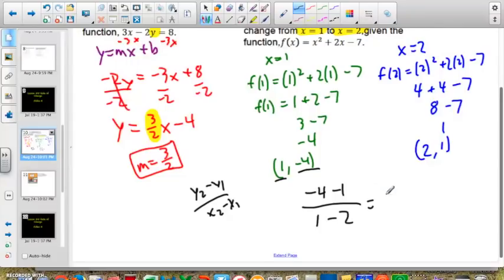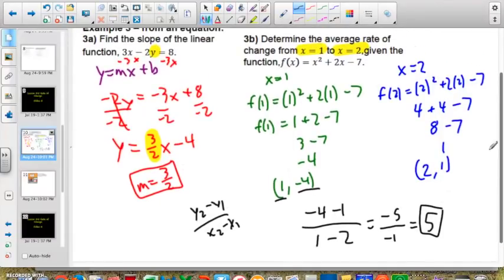A negative 4 minus 1 gives us a negative 5, and a 1 minus negative 2 gives us a negative 1. We reduce our fraction. A negative 5 over a negative 1 is going to give us a positive 5. So our rate of change on the interval from 1 to 2 of this function is going to be 5.